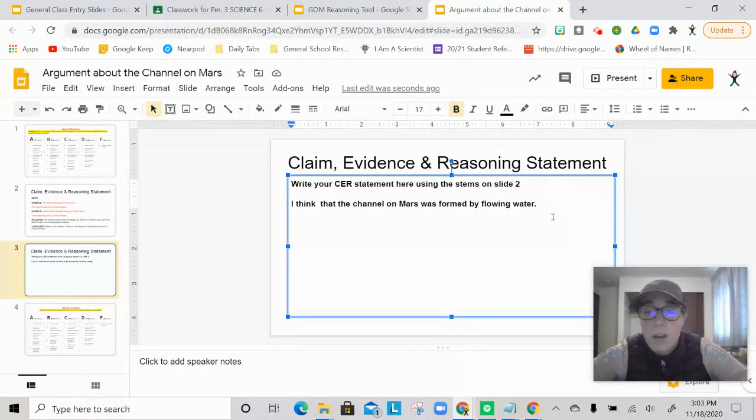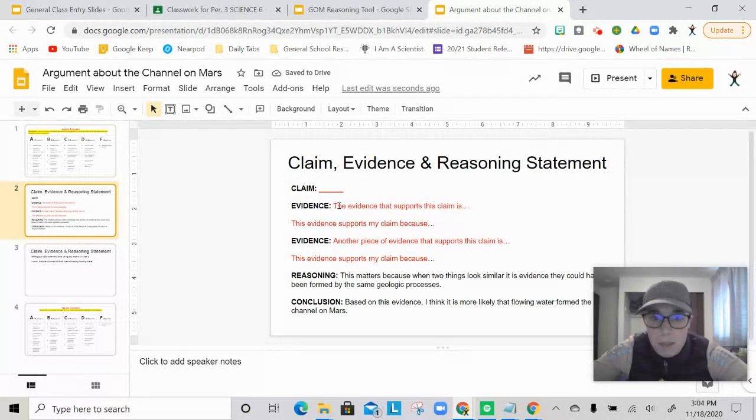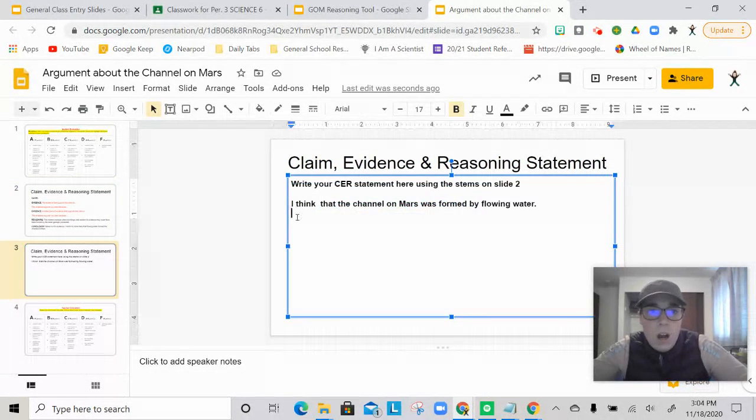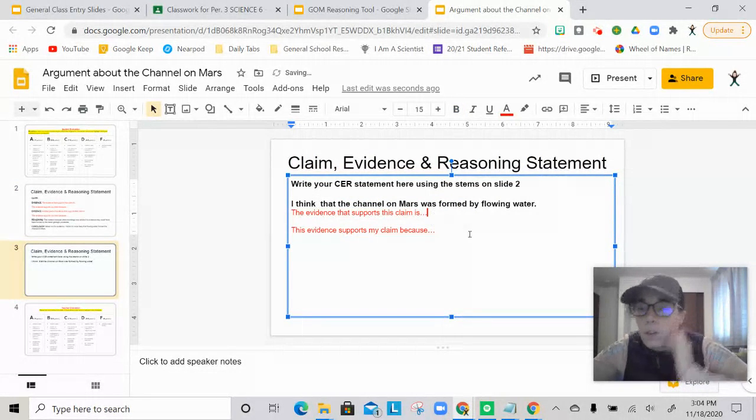If you want to come up with a fancier way to say that claim, you're welcome to, but feel free to steal that claim directly from me. Then after my claim, I'm going to have my evidence statements. So I'm just going to copy and paste these two sentence frames directly from slide 2 onto slide 3, and I'm going to fill them in. The evidence that supports this claim is, and then I'm going to start writing.